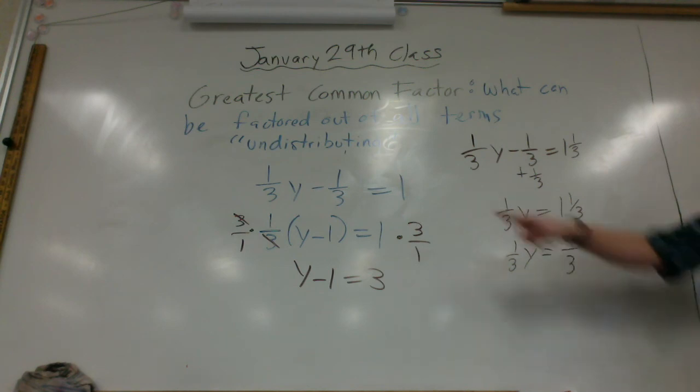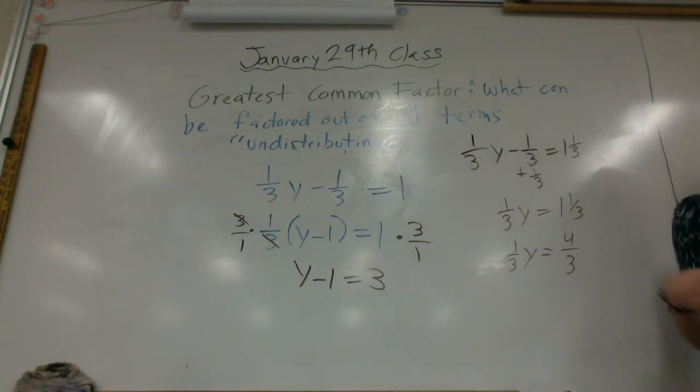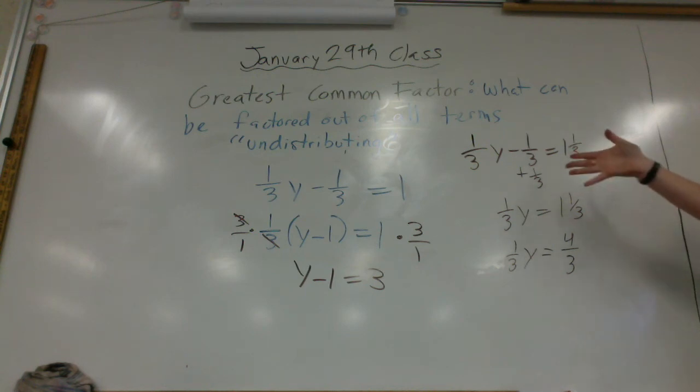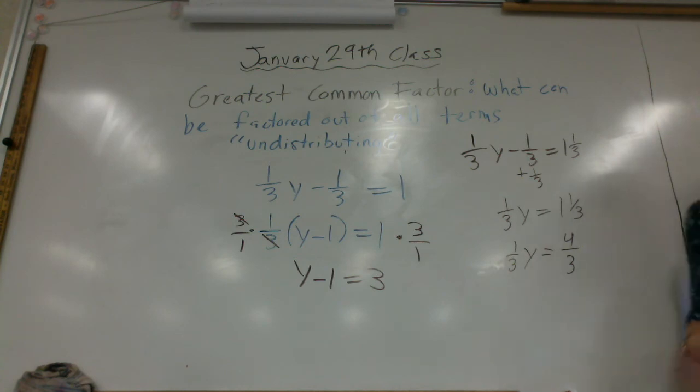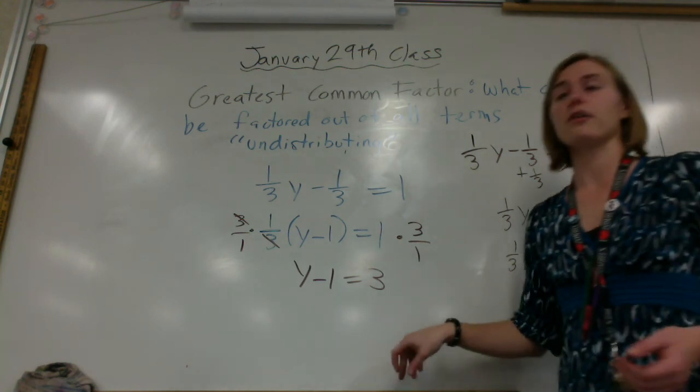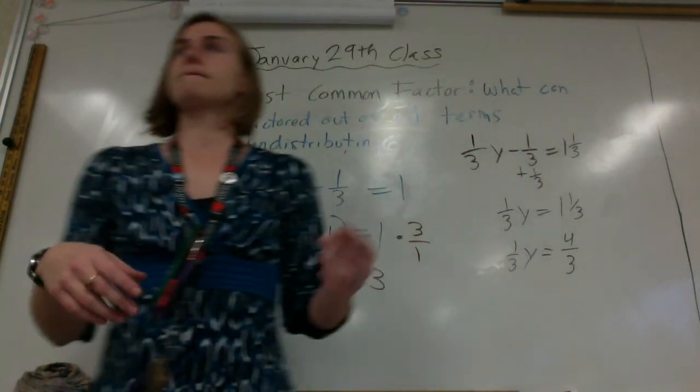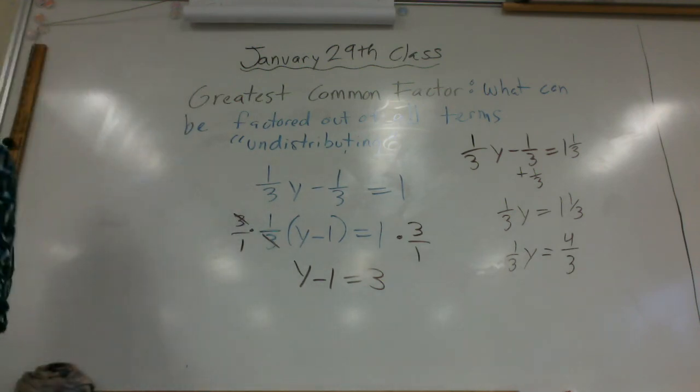Okay, so if you have something you can undistribute and then get rid of by dividing, it's much easier. You can always turn things into decimals. But again, 1/3 is not going to be a good decimal. It's 0.33333333333. So turning them into decimals is not always going to be helpful. Yes, we still have one more thing to go through.